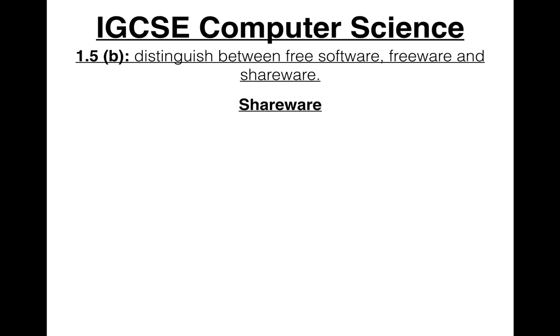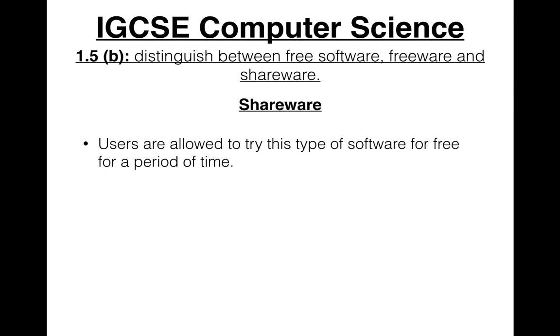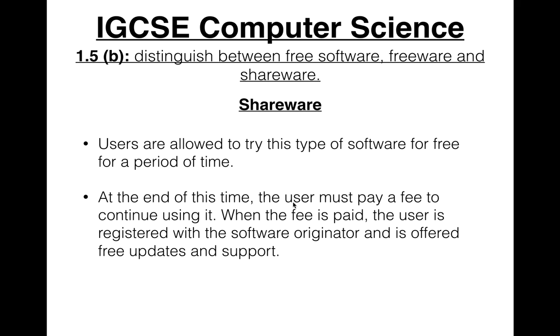Shareware is kind of like free software, but works a bit differently. Users are allowed to try this type of software for free, but for a period of time. At the end of this time, the user must pay a fee to continue using it. We see this when they say, 30-day trial for the software, and at the end of the 30-day trial, your trial is up, but you can buy the software. It's kind of like that.